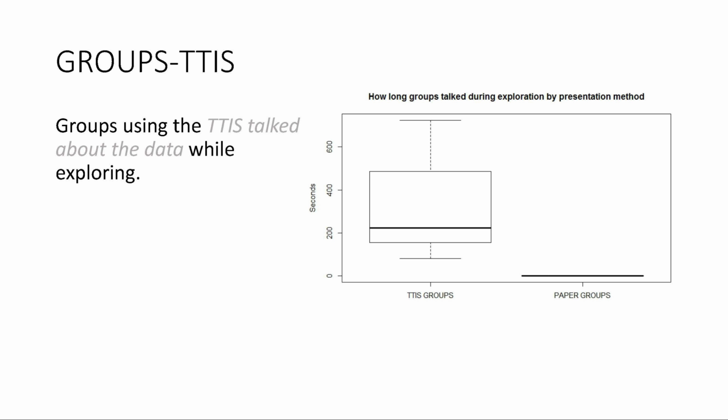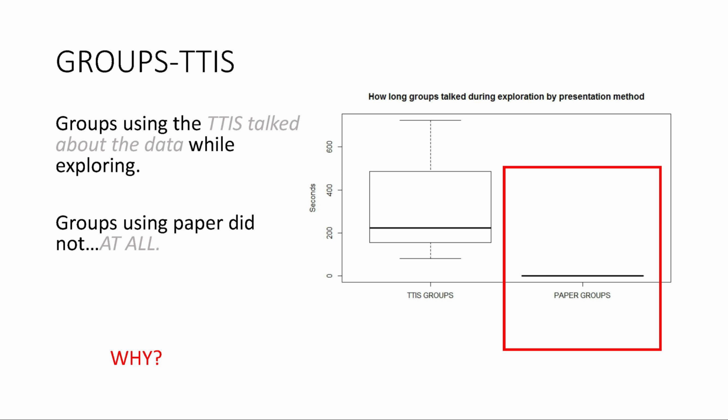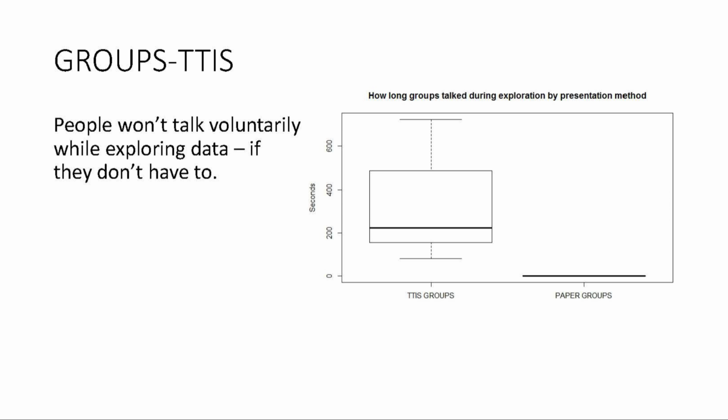Okay, so in addition, we saw that groups using the tabletop interactive surface talked about the data while exploring, whereas groups using paper did not at all. You can see from this graph, they did not talk at all. They were silent, whereas the other groups talked quite a bit about the data for a range of amounts of time. So why is this? People won't talk voluntarily while exploring data if they don't have to. People are shy and slightly awkward and uncomfortable.